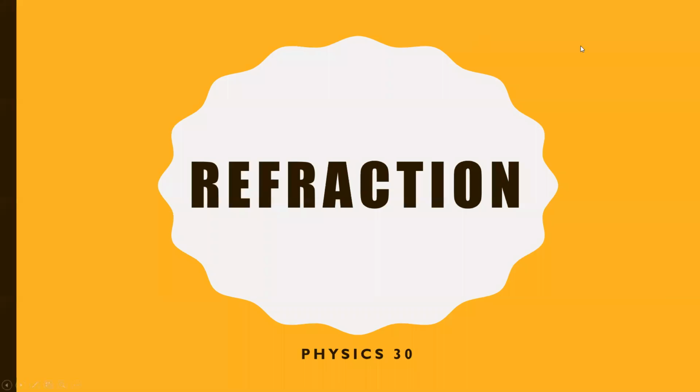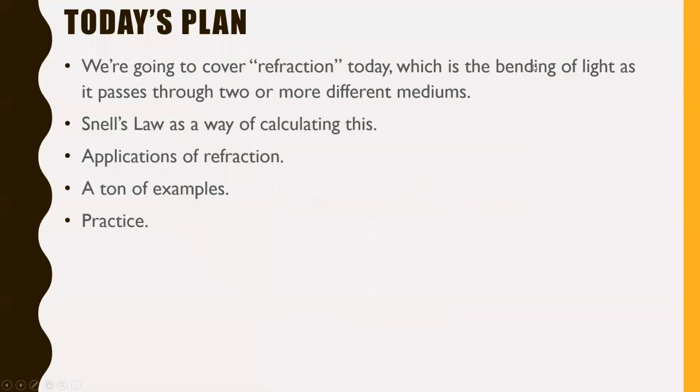Okay, so today we're going to cover refraction here in Physics 30. It's going to be a bit different than anything we've looked at so far in this unit. Let's get started. So covering refraction today, which is the bending of light as it passes through two or more different mediums. We're going to use something called Snell's law as a way of calculating this. It's just an equation that's on your formula sheet. We're going to look at some applications of refraction, and we're going to do a ton of examples.